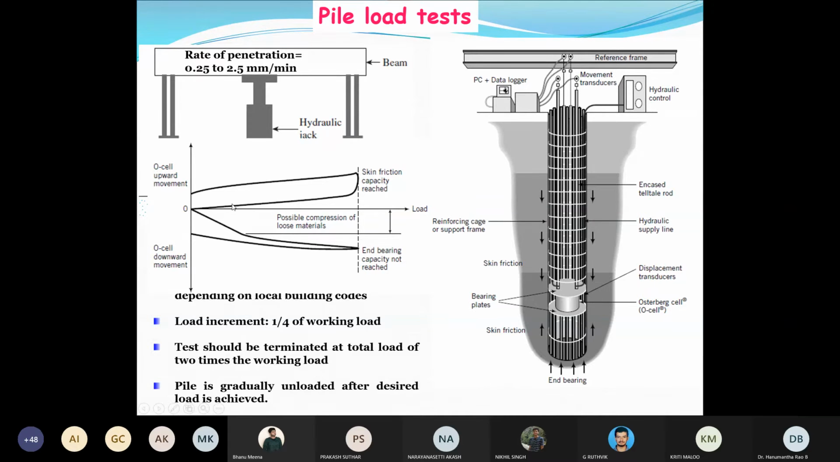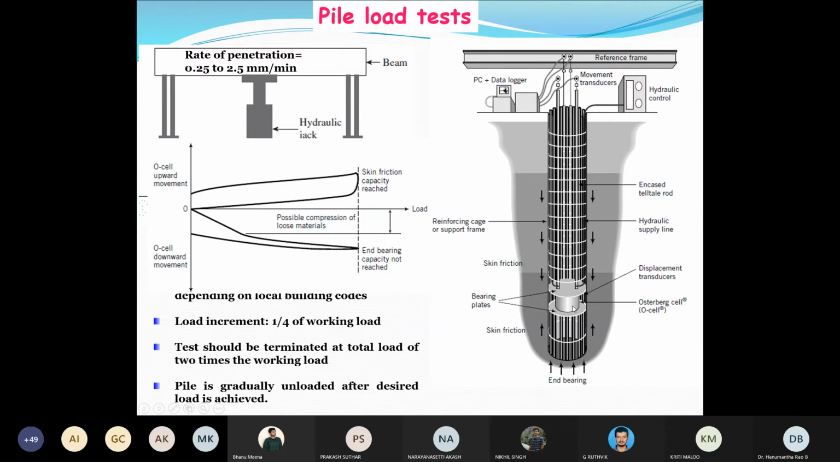Now you can see the response of the pile also. As you increase the load, there is an increment in the deformation, that is the movement of the O cell in the downward direction. So depending upon the type of the O cell and the type of the curve, you can interpret whether it is end bearing capacity or skin friction, whatever it is.